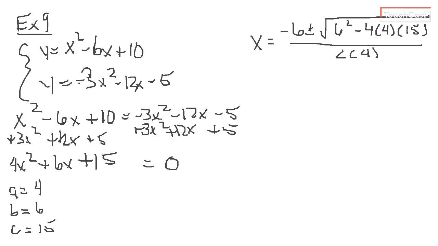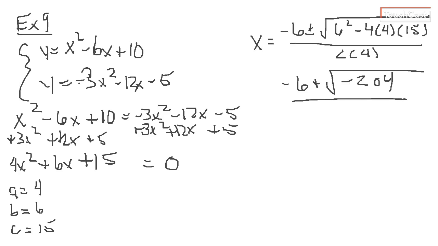We can combine everything. So we're going to have negative 6 plus or minus the square root of, well, 6 squared is 36. 4 times 15 is going to give us 240. 36 minus 240 is going to give us negative 204, and that's divided by 2 times 4, which is 8.